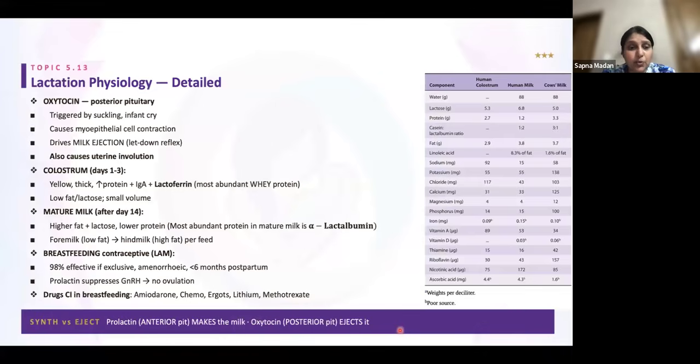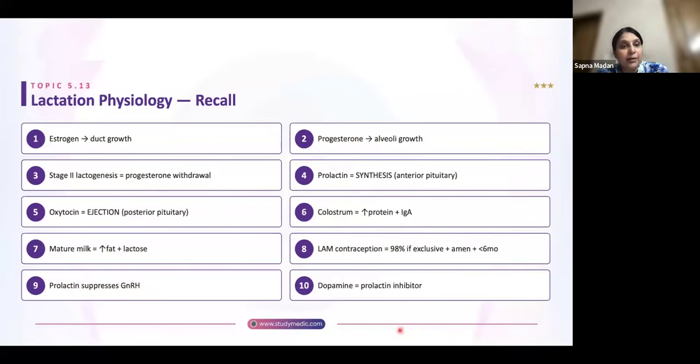So, synthesis versus ejection. Prolactin from the anterior pituitary synthesizes or makes the milk, whereas the posterior pituitary releases oxytocin for milk letdown or ejection of the milk. Again, some recalls. Estrogen helps in ductal growth, progesterone in alveolar or lobular growth. In pregnancy, both of them are there, so the entire breast is developing. Stage 2 lactogenesis is due to progesterone withdrawal.